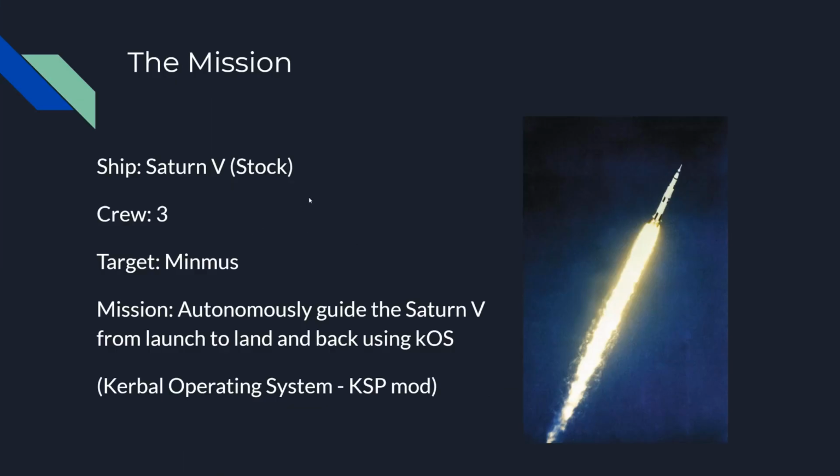Kerpollo 2 is a mission using a Saturn V made from stock parts, taking 3 crew and going to Minmus, landing and coming back. The entire mission will be autonomously guided except for a crew transfer using a mod called Kerbal Operating System, or KOS for short. It is a mod that allows you to write autopilot scripts using the KOS language.